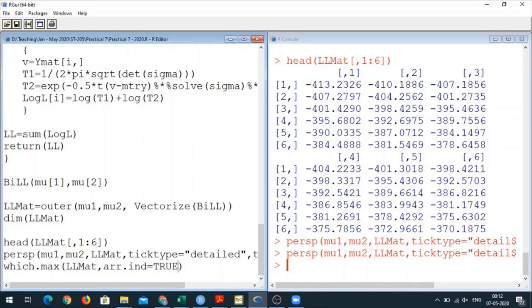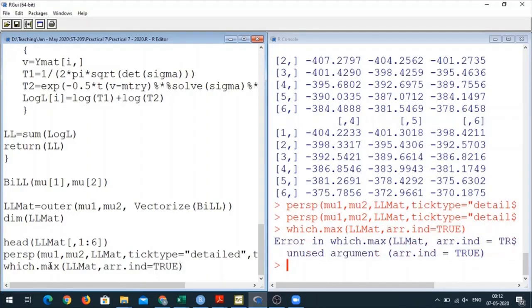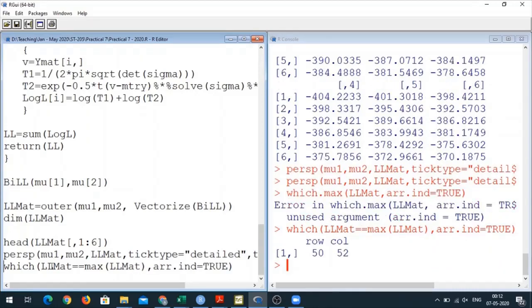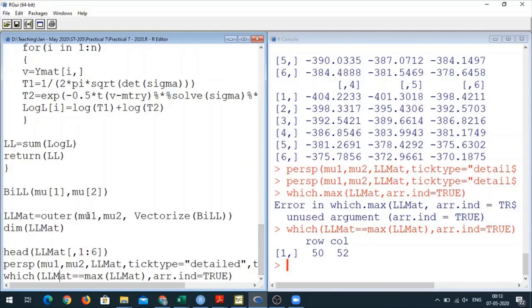So we will do arr.ind equal to TRUE. Okay, it doesn't work for which.max, so I have to write which(LLMat == max(LLMat), arr.ind = TRUE). For some reason which.max doesn't have the facility to directly give the array indicator. So the row number is 50 and column number is 52.